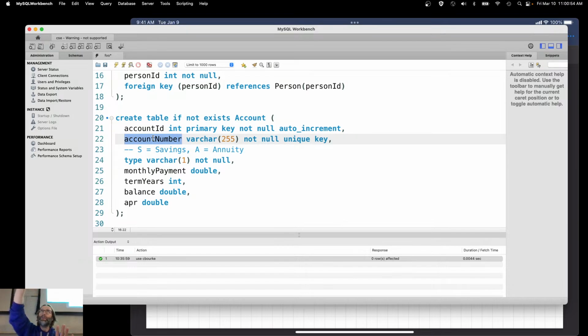I will never be able to rename the account number from one thing to another thing if that account number has already been taken. The database would reject that. Right? That's a uniqueness constraint. Okay? I'm saying that this column has to have unique values. You can do it without a key.